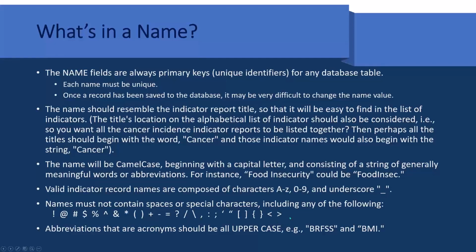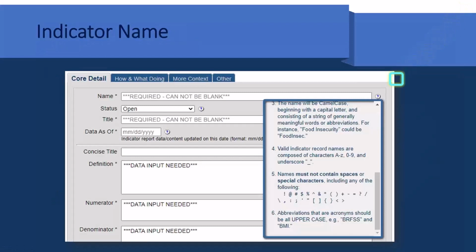And I think when you go in to the app, and if you look in the help, it has a list of those characters that you can't use. And then abbreviations that are acronyms, you can do all uppercase. So if it's BMI or other acronyms, you can use all uppercase with those.